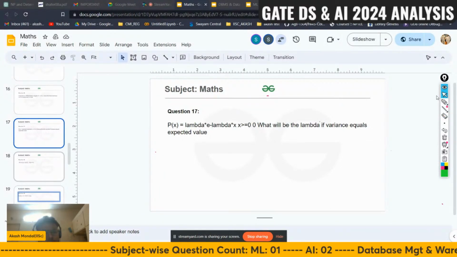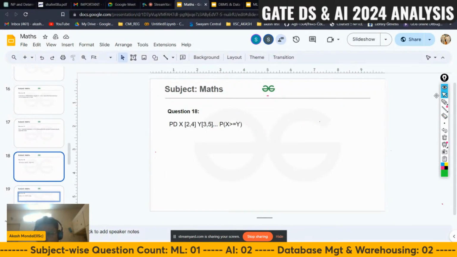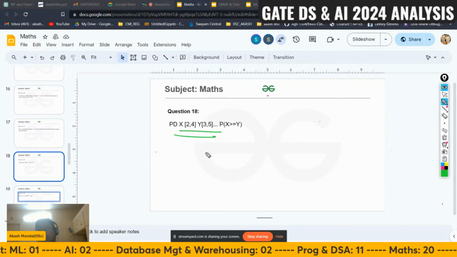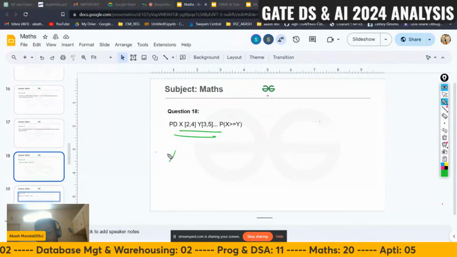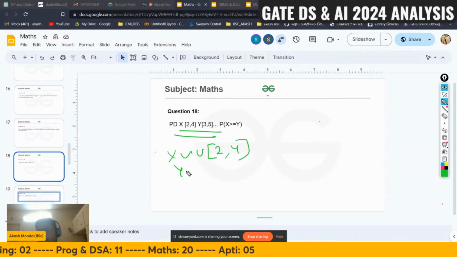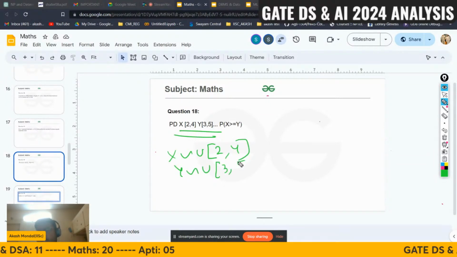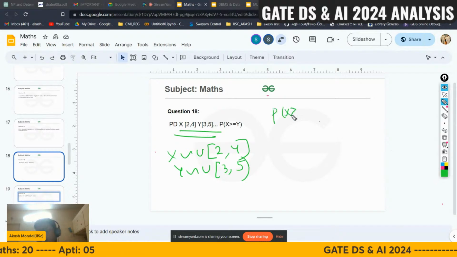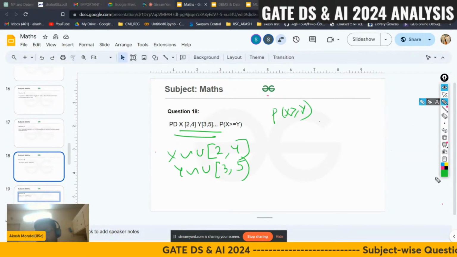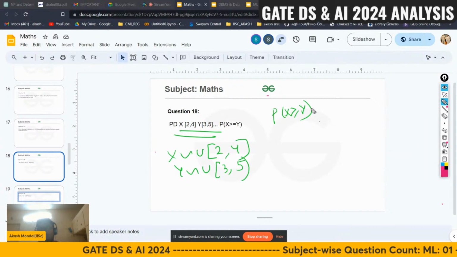Okay, let's consider the next question. Again, this question is from probability theory, right? So I'm assuming that x is distributed uniformly between 2 to 4 and y is uniformly distributed between 3 to 5. Now they're asking you to compute the probability of x greater than or equal to y, and nothing else is given to you, so you can assume that they are independent, right?